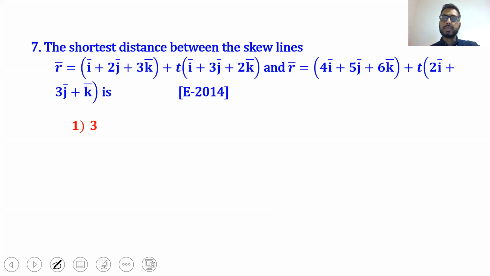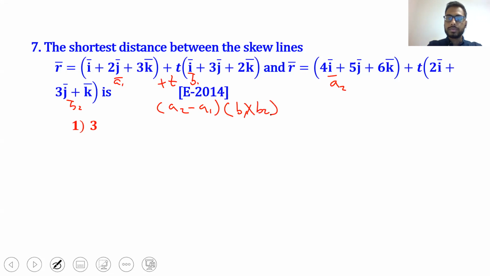The shortest distance between the skew lines. So we have discussed previously. Here, the equation is given in this format: A plus T B. So let us say A1 bar plus T times B1 bar. And this is, say, suppose A2 plus T times B2 bar. What is the formula? Formula is A2 minus A1 dot B1 cross B2 upon magnitude of B1 cross B2.